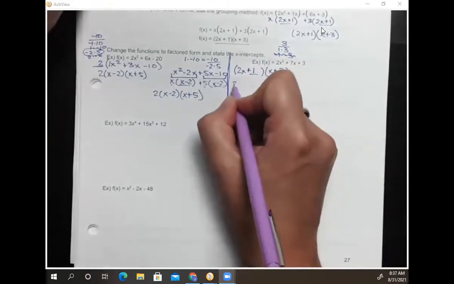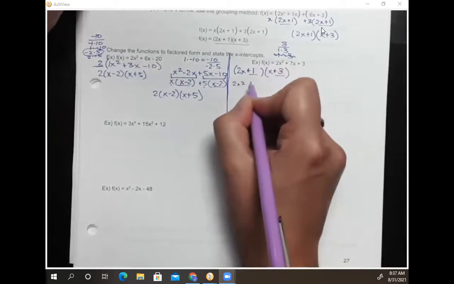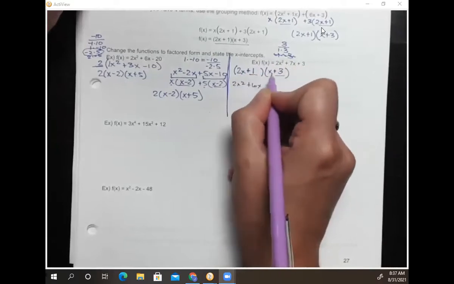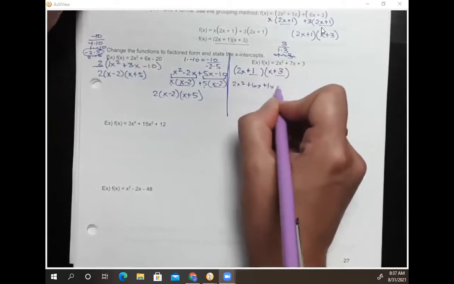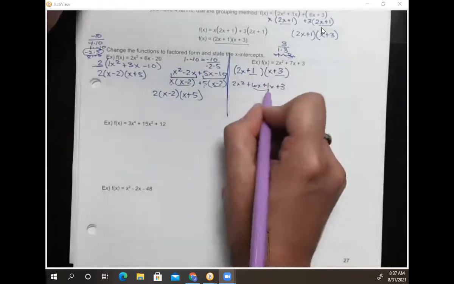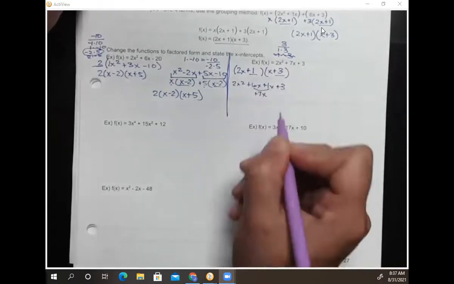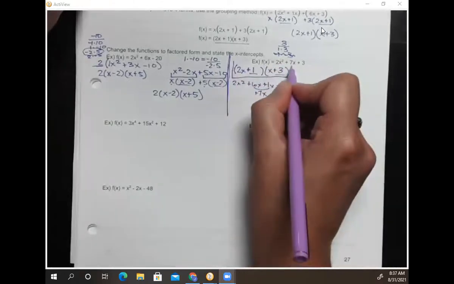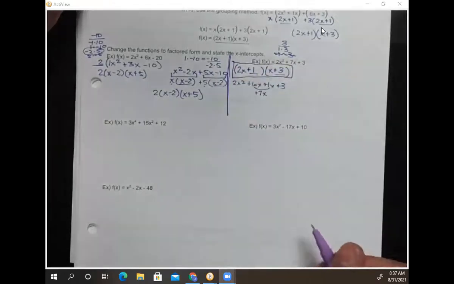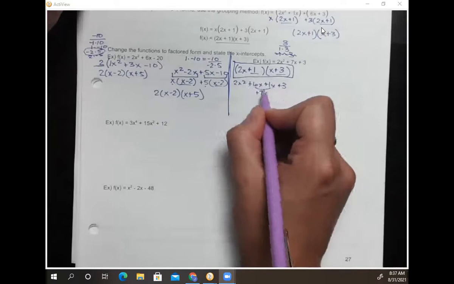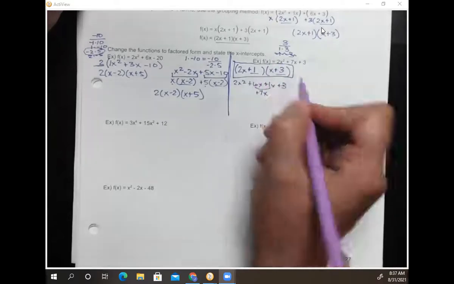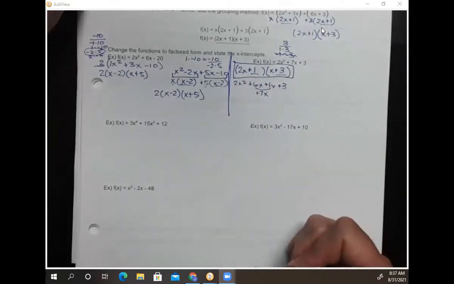So that would be 2x squared plus 6x plus 1x plus 3. If I combine those middle terms, I would get 7x. So this would be my factored form. If I hadn't got 7x in the middle, I would swap the 1 and 3 and try again.